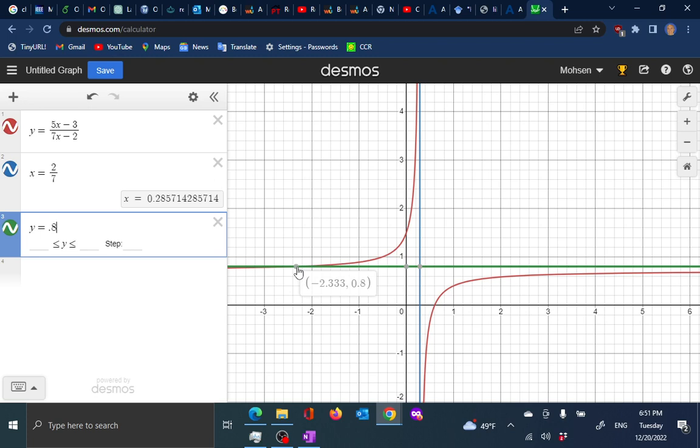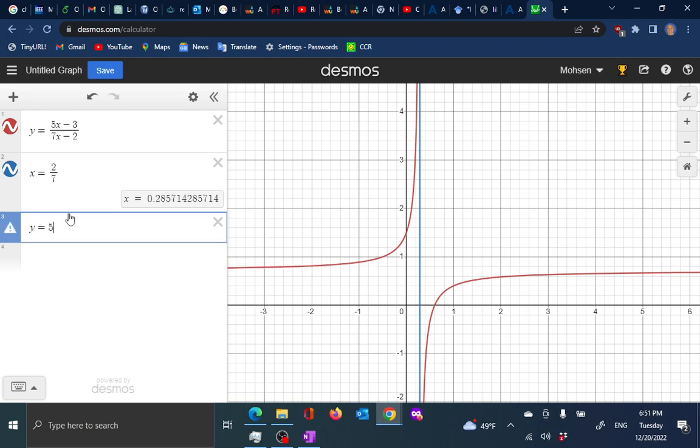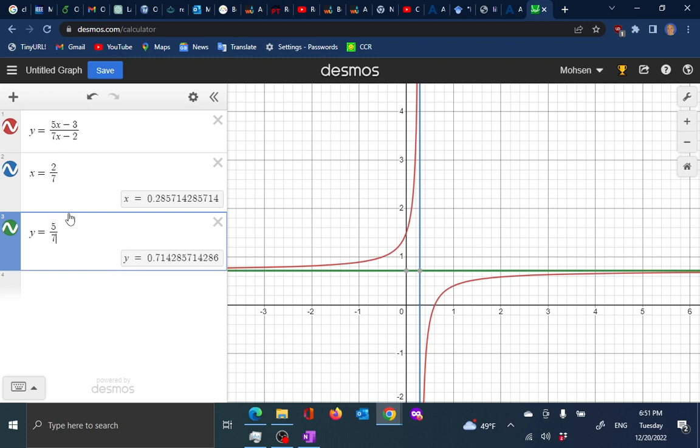My x keeps marching toward the left. As I go lower and lower, there comes a point at which this green line does not intersect my graph anymore. And at what point is that? It is at 5/7, the ratio of the coefficient of the numerator to the denominator.